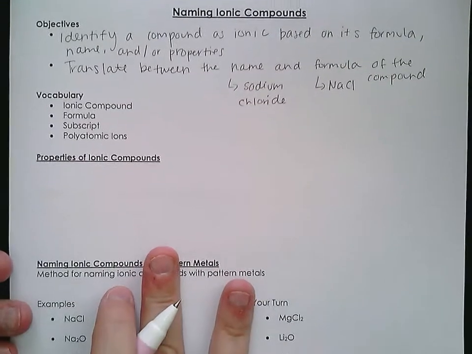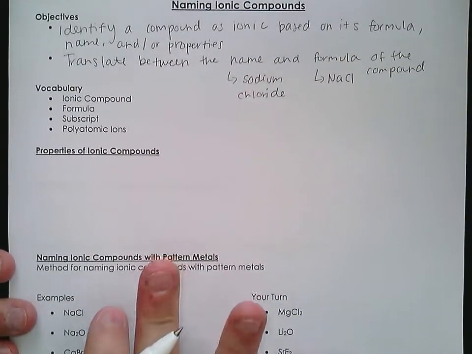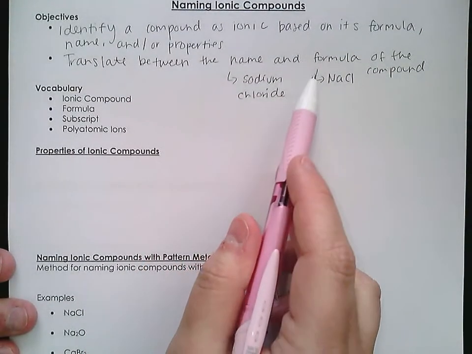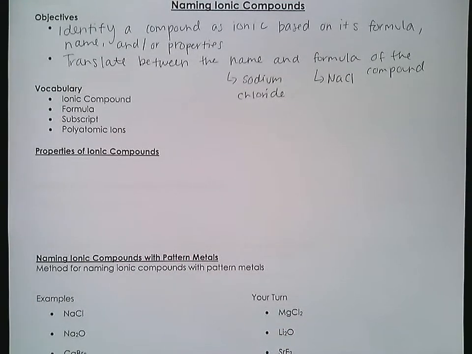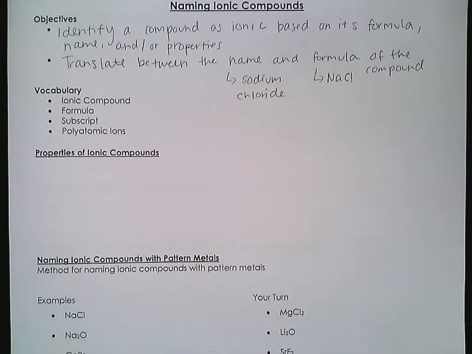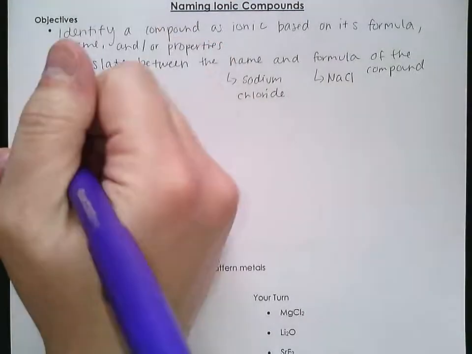New vocabulary: we're going to talk about an ionic compound formula, which we just mentioned, subscripts, which we've talked about previously, but we want to make sure that we're comfortable with those terms, and polyatomic ions. So that's going to be our initial focus here. Very first thing, let's talk about some properties of ionic compounds. The very first thing is that they occur between cations and anions.